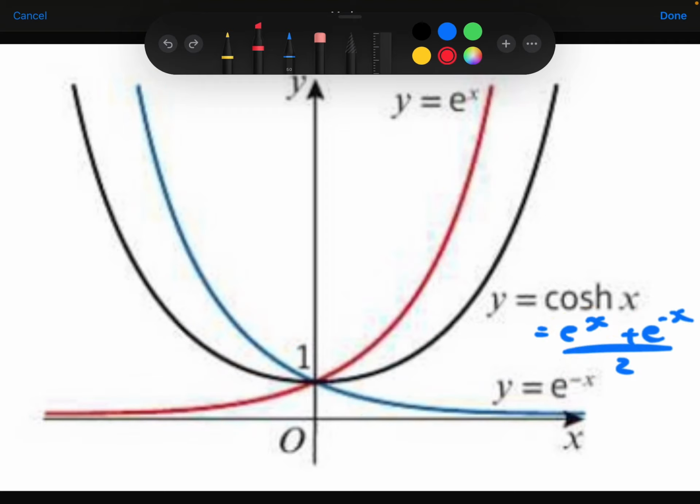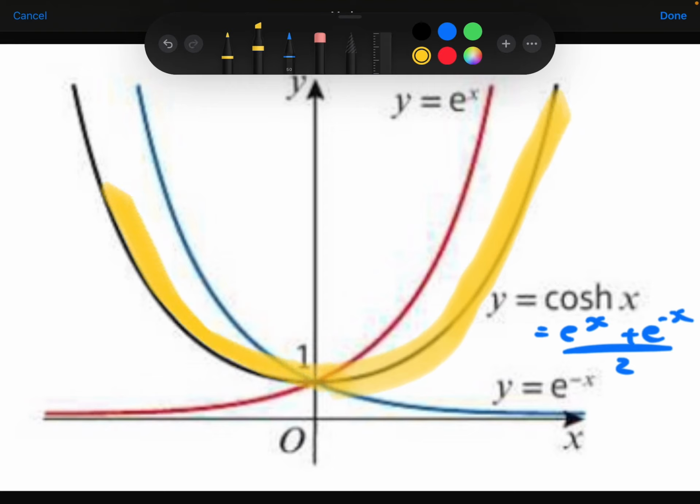So hopefully you can see clearly that adding the red and the blue line together here is going to give the graph of cosh, which looks like this. Some things to note. This is not a one-to-one function.